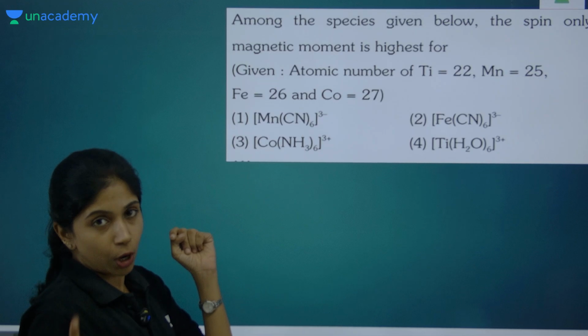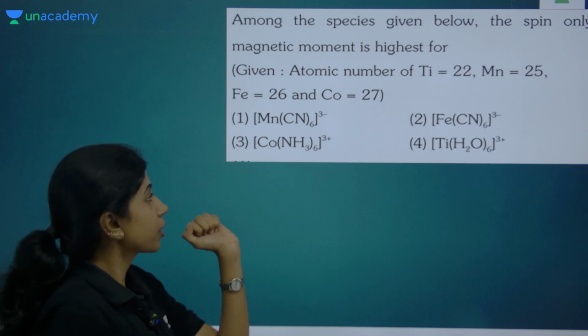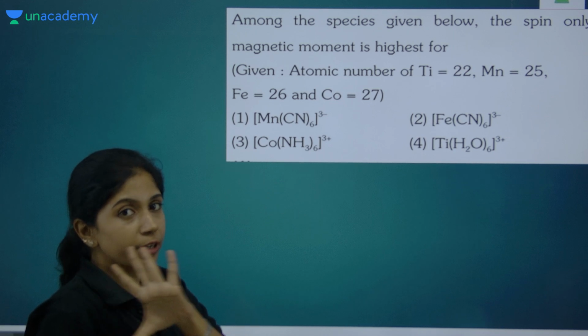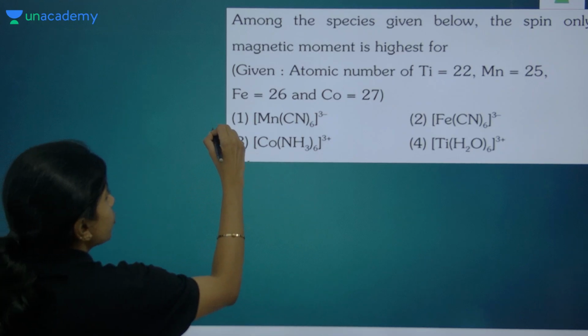In the complex there is no unpaired electron, because amine is acting as a strong field ligand here in the case of cobalt. So there is no unpaired electron, pairing will occur. There are no unpaired electrons at all, and we'll see why option 1 is right.